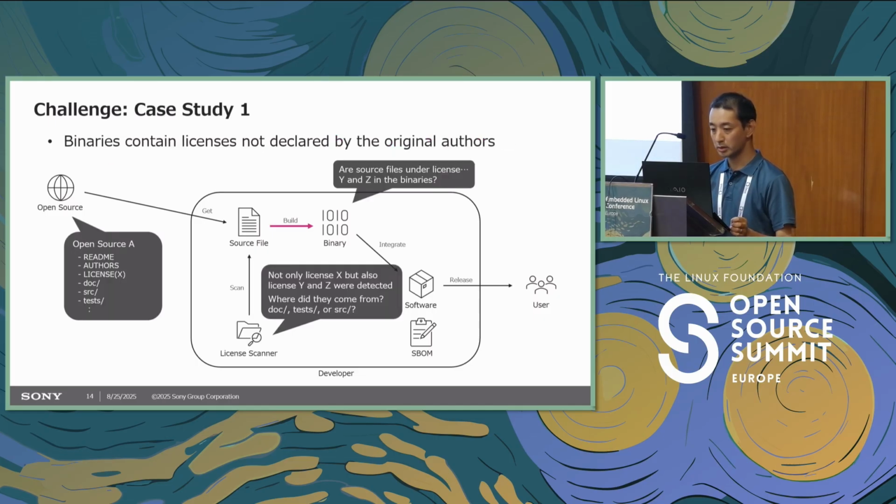Let me show you an example based on an actual case we faced. Imagine we want to use open source A in our own software. At the top level, we see files like README, authors, and license, and it looks like this project is licensed under X. Before integrating it into our software, we ran a license scanner on this package. And the scanner found not only license X, but also license Y and Z. That raised the question, where did those extra licenses come from?